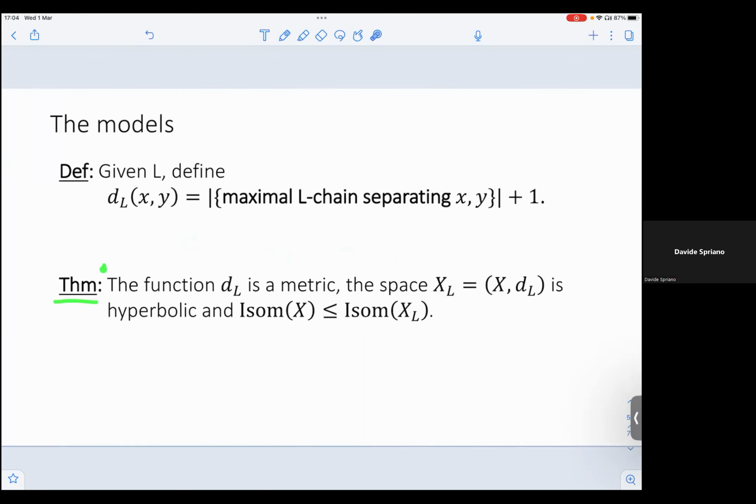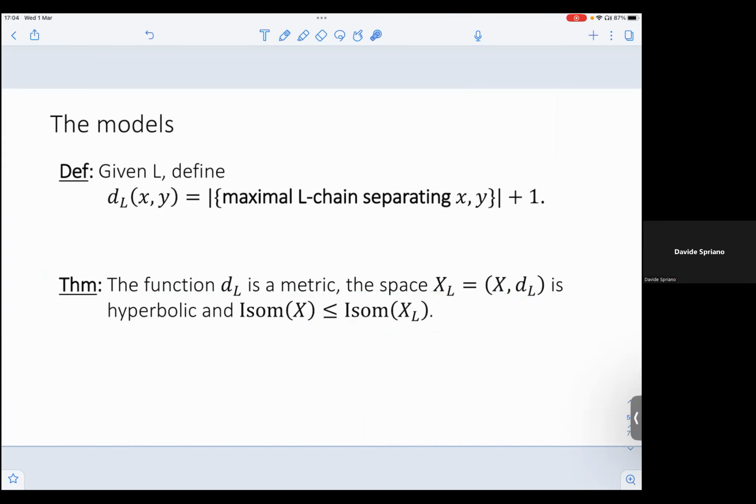And the theorem, which is, again, the name of my talk, with co-authors Petyt and Zalloum, is that this function is a metric. The space that you obtain by having the same set with this metric is hyperbolic, and the metric is equivariant. So every isometry of your original space induces an isometry of this new curtain model. Okay, so this is good. After all of this motivation, we finally managed to get to this hyperbolic model.